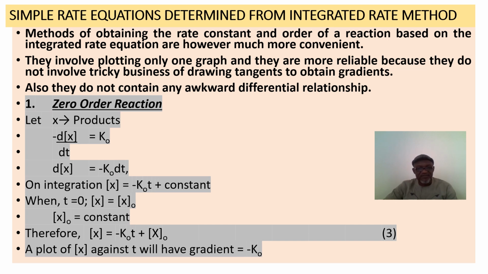So any data that is given, we subject that data to this plot. If it gives us a straight line, then we can calculate the rate constant. And of course, the intercept of that straight line will give us the initial concentration x0. By so doing, we are able to get the rate constant and the order of the reaction.